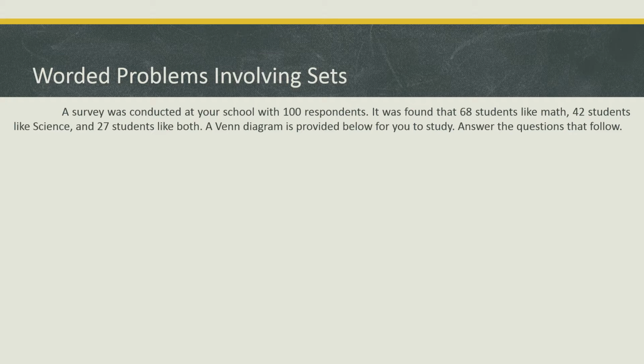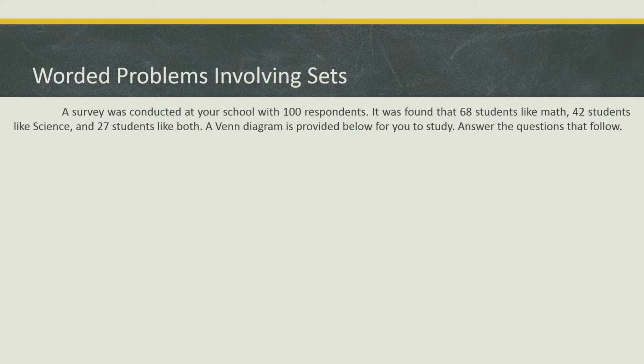In the second statement, it was found that 68 students like math. Maybe this survey is all about their favorite subjects. So 68 of the 100 said they like math. Then 42 like science and 27 like both math and science.